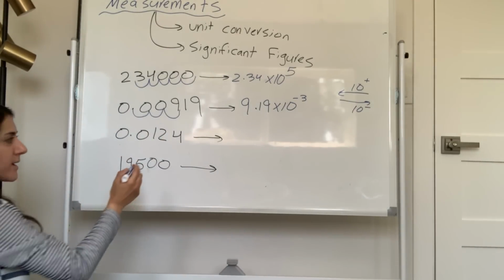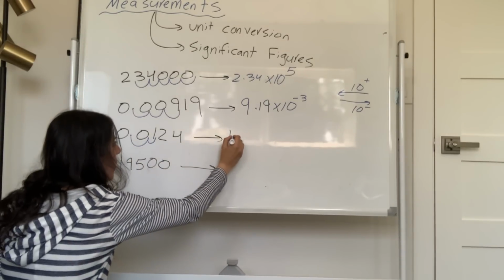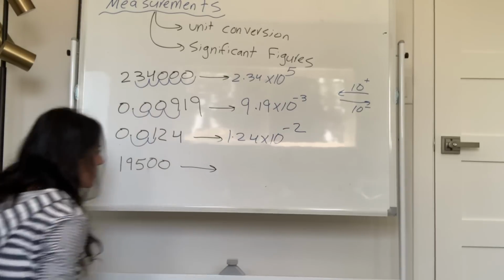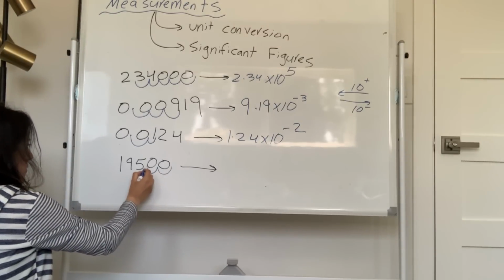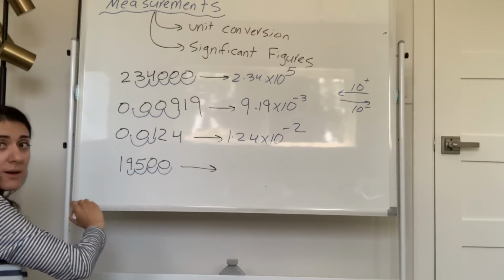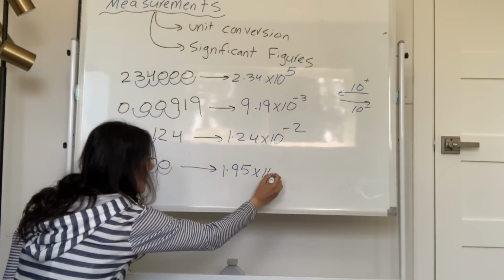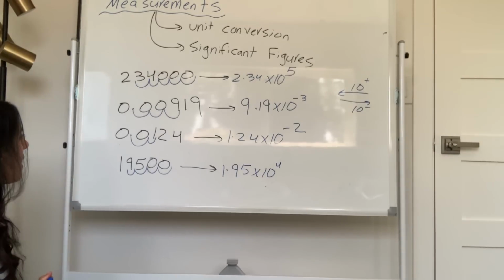Now, how about this one right here? I go 1, 2, so 1.24 times 10 to the -2. Now, the last one, 1, 2, 3, 4. So I go 1.95 times 10 to the 4th. So far, so good. Okay.